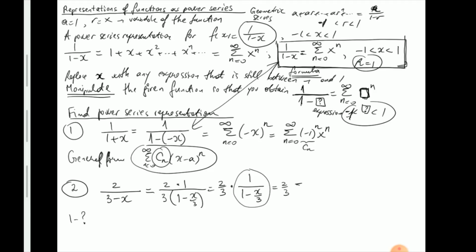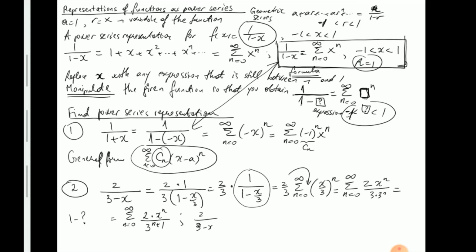So this is going to be 2 over 3, summation from 0 to infinity, x over 3 to the power n. You can leave this 2 over 3 out, or you can bring it inside. It's up to you. I usually bring it inside. And this is going to be 2x to the n, and then 3 times 3 to the n. And then you can combine 3 and 3 to the n as 3 to the n plus 1. So the representation for 2 over 3 minus x is then summation from 0 to infinity, 2 over 3 to the n plus 1, x to the n.